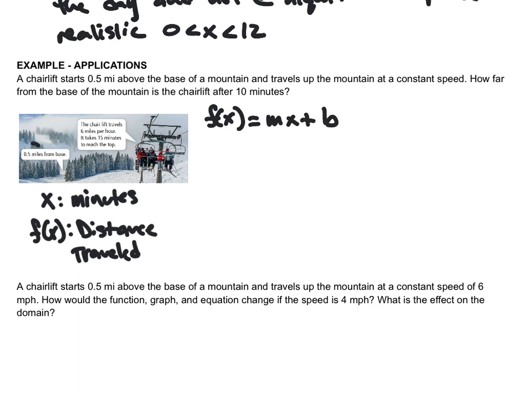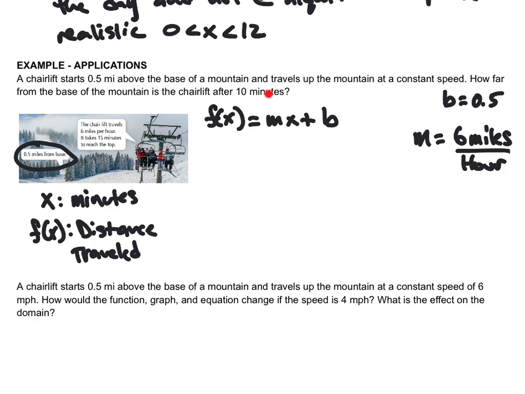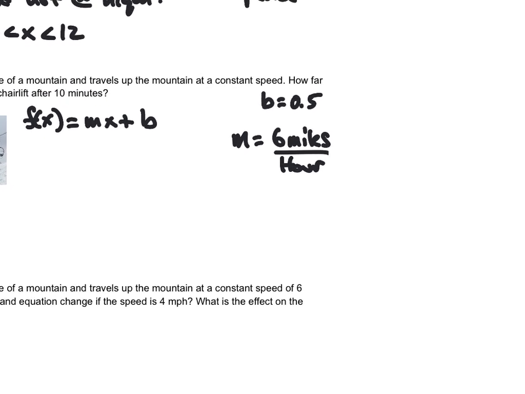We already know that we're 0.5 miles from the base. So we already know that our b value is 0.5. But what we don't know is our m. Now, we sort of do know our m because we're traveling 6 miles per hour, all right? And we want to be talking about minutes. So how far are we traveling per minute?